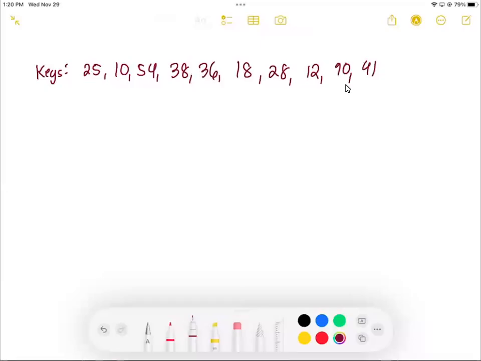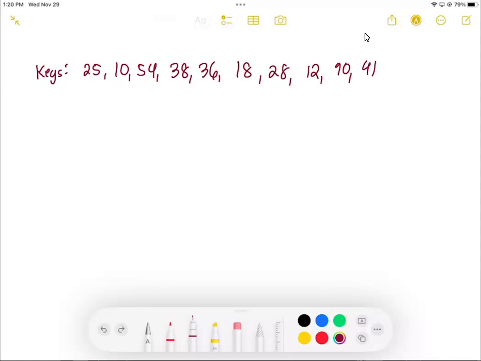So hi everyone, in this video I am going to discuss linear probing. Suppose that we have these keys: 25, 10, 54, 38, 36, 18, 28, 12, 90, and then 41. We want to add these into our hash table. So how can we do that?